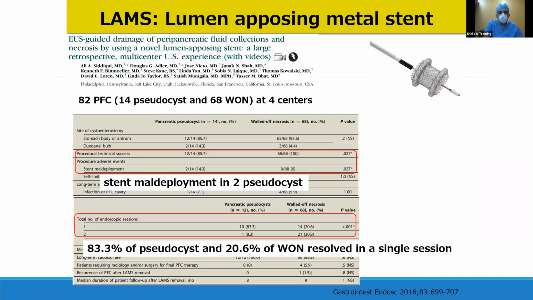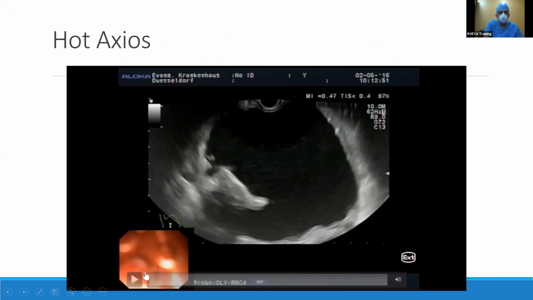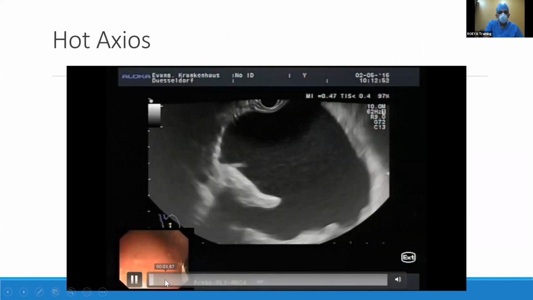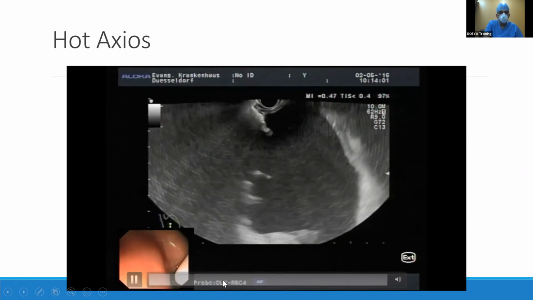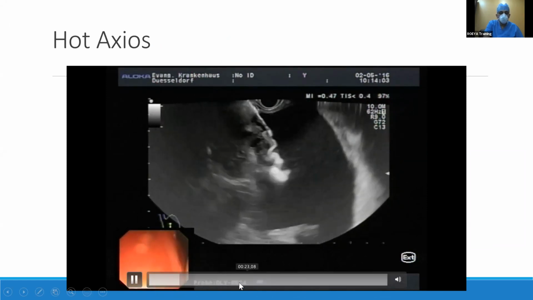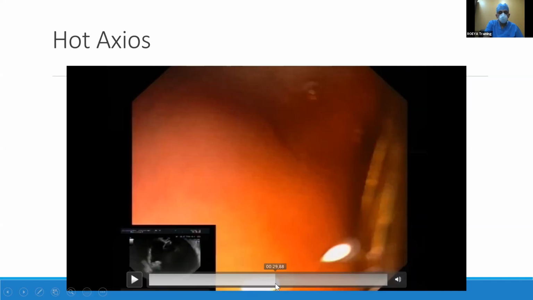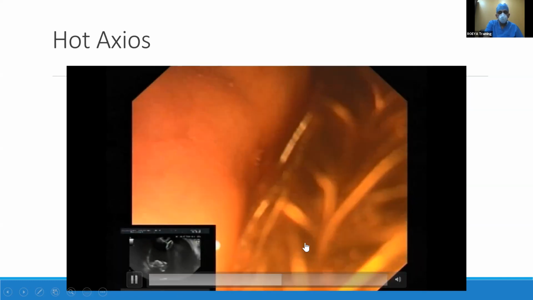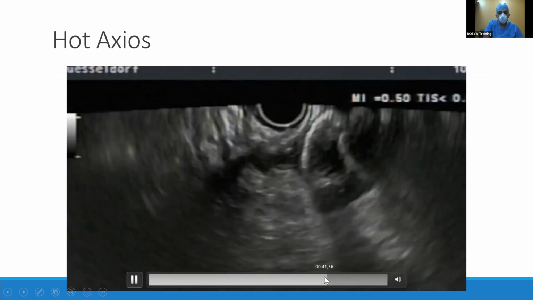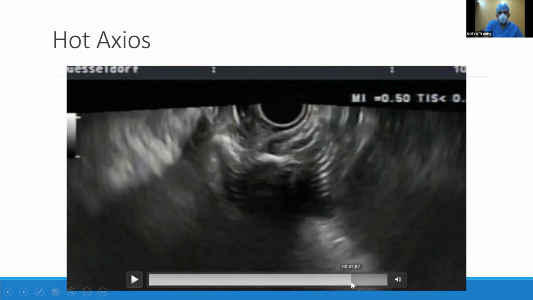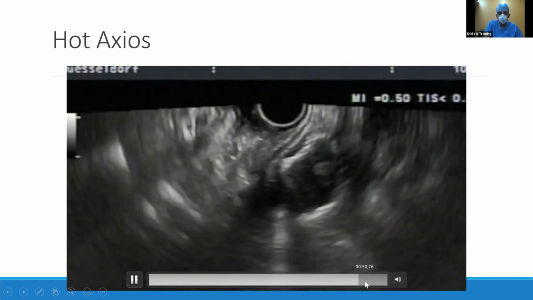Again, using the LAMS in this scenario has been investigated a lot, especially the hot Axios. So this is one of them. You have a very big collection where we can do this one-step technique, puncturing by the hot Axios, releasing, and having the wide bore drainage of this fluid collection, or of this complicated pseudocyst.